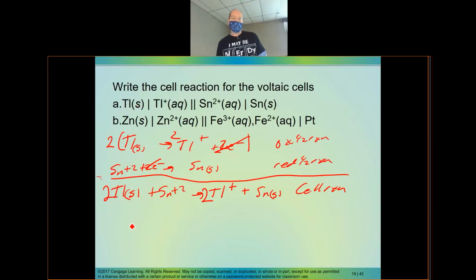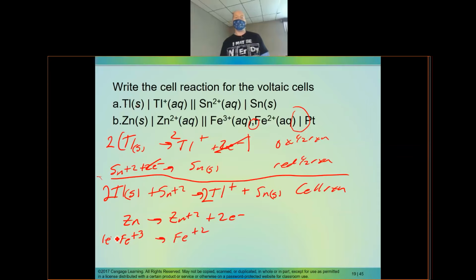For the second one, you got zinc going to zinc 2+, and to balance that, you need your 2 electrons. A very interesting one on the other side here: we got Fe3+ going to Fe2+. Note that this is not a different phase. It does not get the bar. It is not a phase change. This is aqueous, this is aqueous. That's the same phase. If it's in the same phase, you use a comma. And so we have our Fe3+ going to Fe2+, and you see that requires 1 electron.